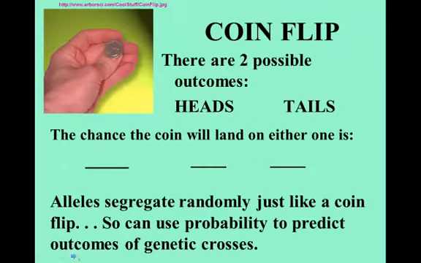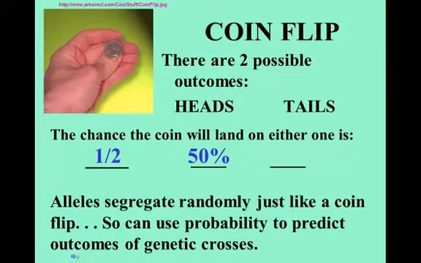Think about flipping a coin, heads and tails. I have 2 possible outcomes to that flip. When I flip my quarter, I have a chance of landing on heads and a chance of landing on tails. As a percent, half the time I'm going to get heads and half the time I'm going to get tails. I could do it as a fraction, as a percentage, a 50% chance of landing heads or tails, or as a ratio.